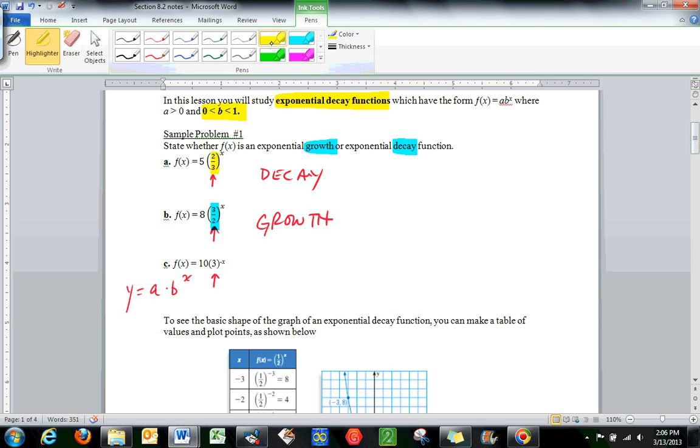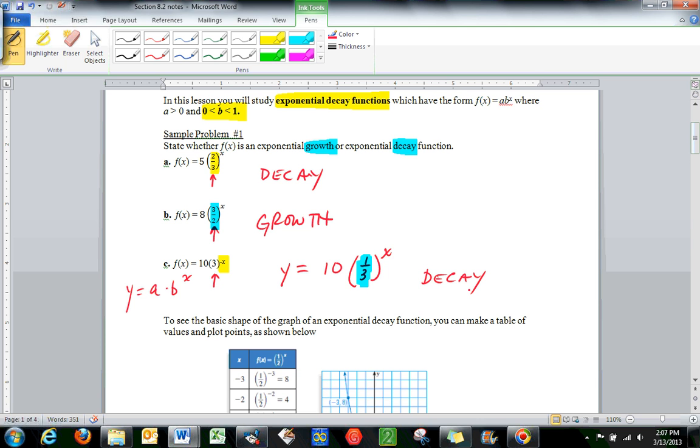And we can see here that the exponent is actually negative, so we need to rewrite this. We can use f of x, or we can use y. We're going to get 10, and of course, to make this positive, all we need to do is rewrite the 3 as a fraction, and that makes it a positive exponent. Now that we have a positive exponent, we can simply look at the b value here, and we can see that it is a fraction between 0 and 1, and so this is an exponential decay function.